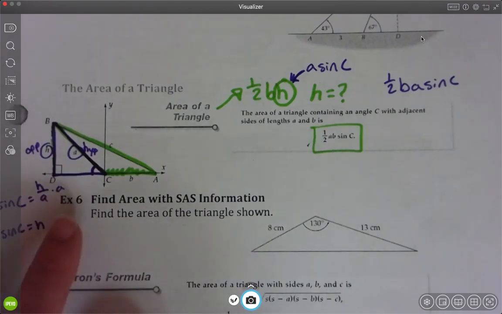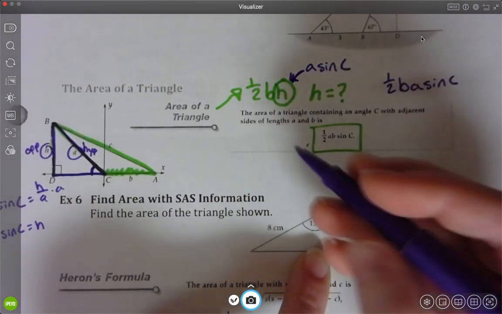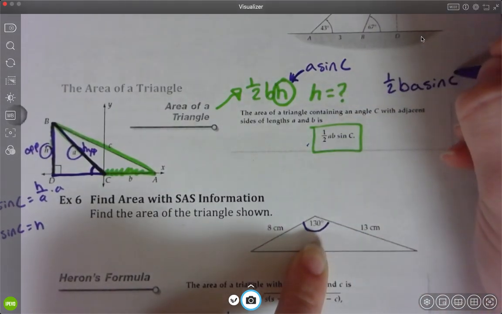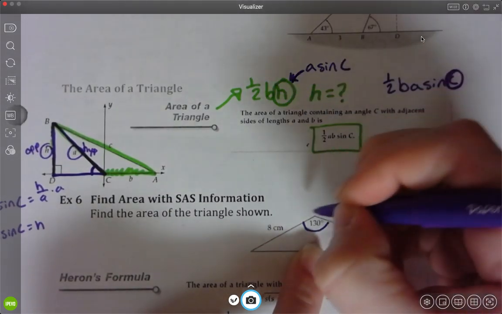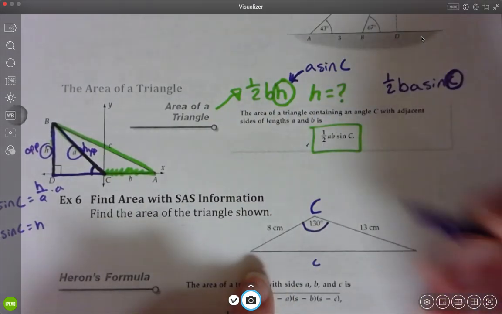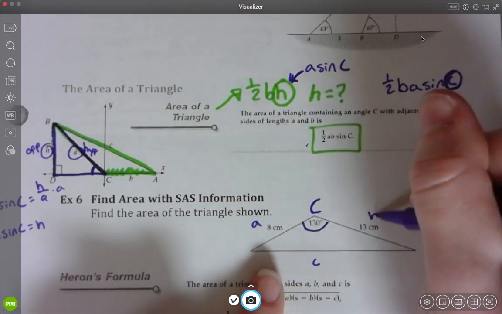So in example 6, they want us to find the area of this triangle. We have this 130 degrees, and we're going to call that our angle C, kind of like the formula does up here. So we're going to call that C. This would be little c. And then it really doesn't matter which one we call A and B, so we'll say that this is A and this is B.